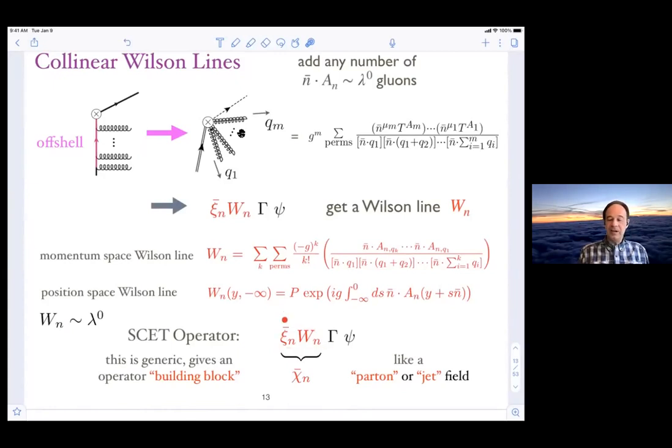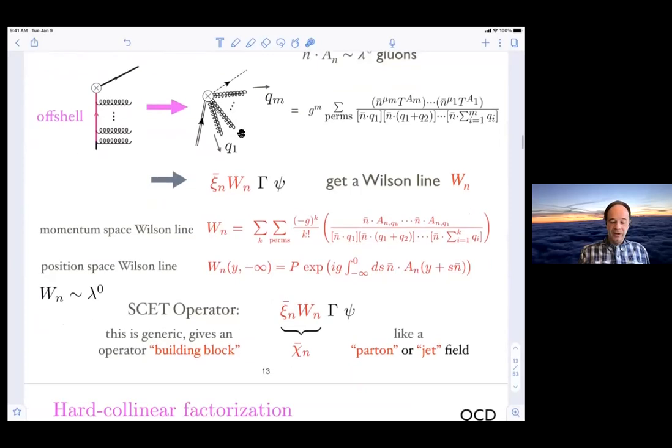But this object kind of naturally appears in the EFT, and it's a fundamental building block of operators in the EFT, because this process of being dressed by these collinear Wilson lines is important for the gauge symmetry structure of the theory. So these are the fundamental objects that the operators get built out of.